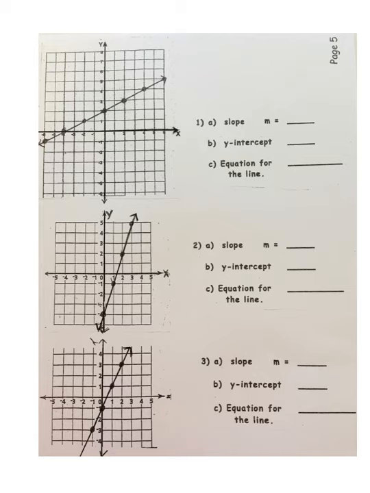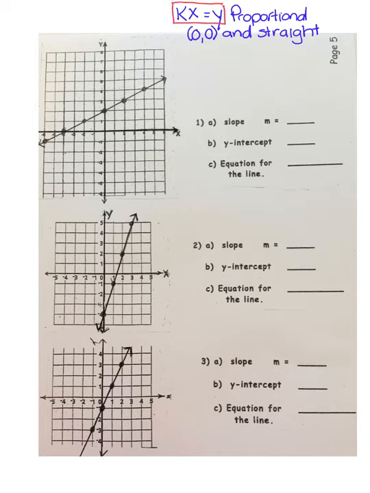We're used to working with proportional relationships. We know a proportional equation looks like this: K, the constant of proportionality, or the unit rate, times x equals y. It's a very simple equation. And we know the graph of this equation, the line that we see on the graph, has to pass through 0, 0 and be straight.